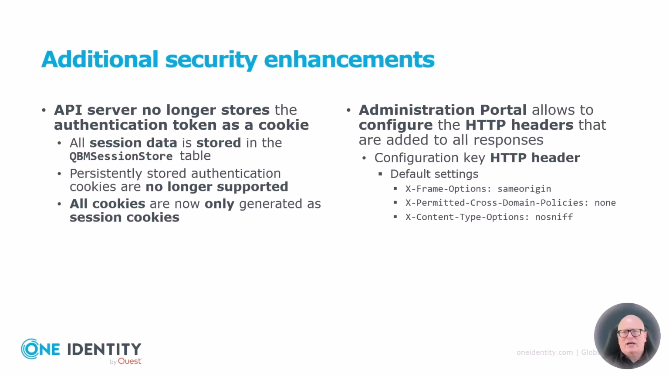On the right-hand side of the slide, the administration portal now allows the configuration of HTTP header properties. You can see them here. There are three properties and the default settings are listed on the right-hand side.